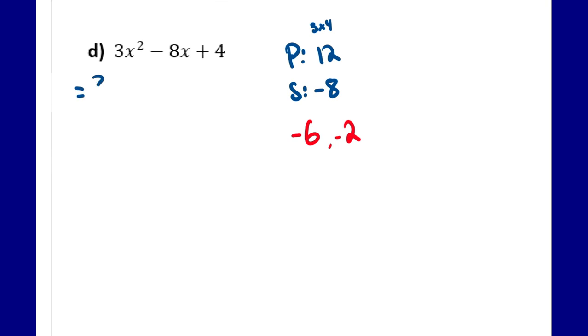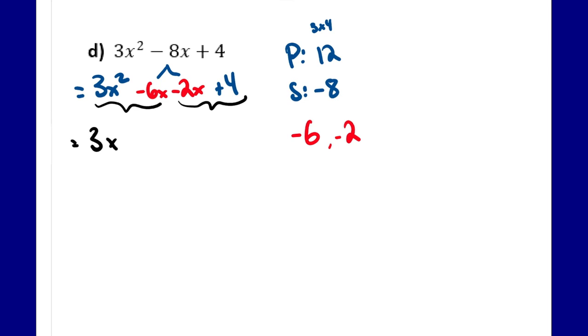Those both multiply to +12 and add to -8. So again, we're breaking up our middle term. Instead of -8, we can write -6x and -2x. The plus 4 will still be at the end. I'm going to look to common factor my first two terms and my last two terms. I can common factor out a 3x and get x minus 2.